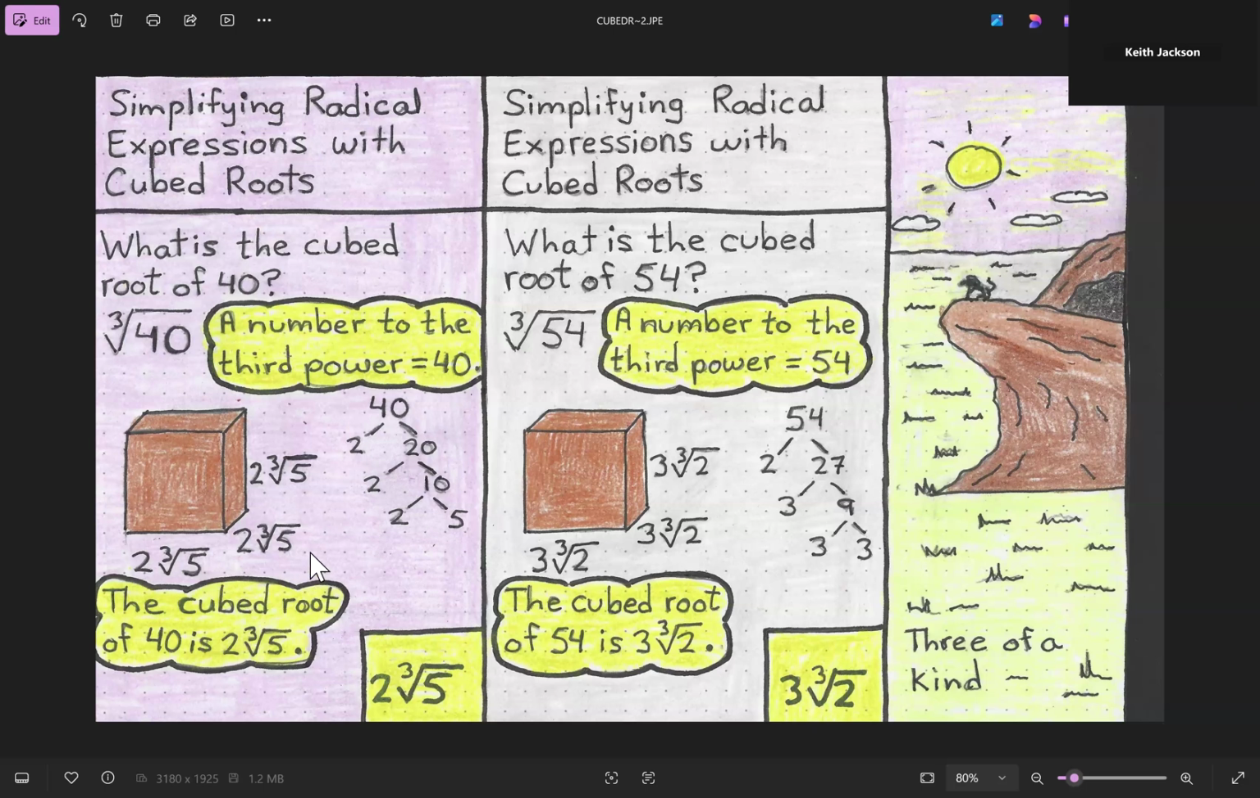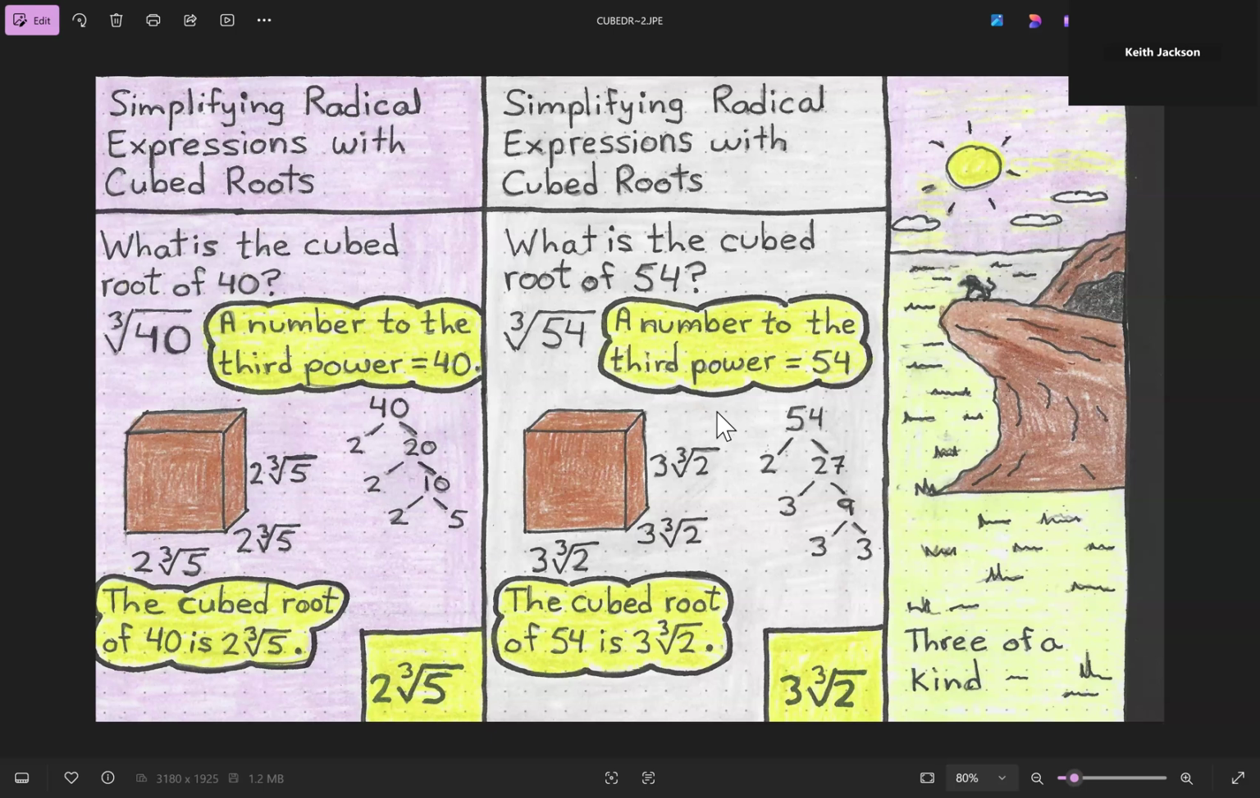That's it. And we know that 2 times the cube root of 5 is simply the side of a cube. And so if we multiply these three together, these three of a kind, we will get 40, because 2 times the cube root of 5, times 2 times the cube root of 5, times 2 times the cube root of 5 will give me 40. All right, that is our answer.